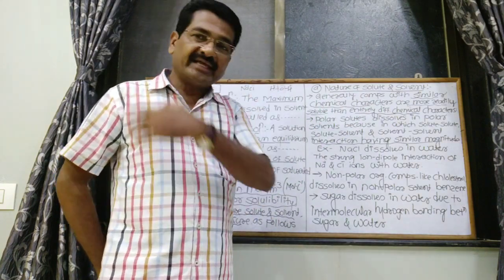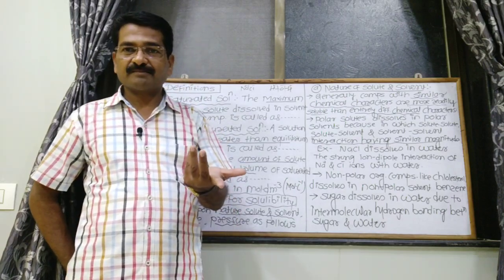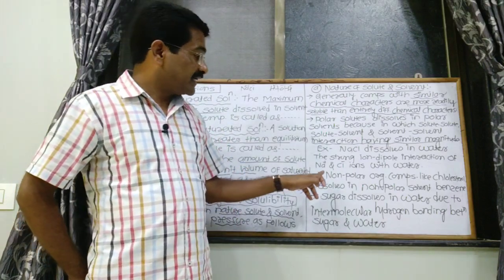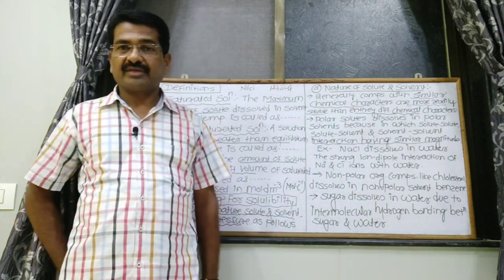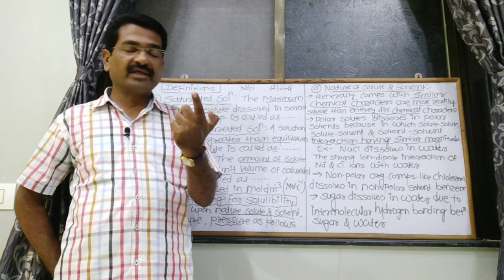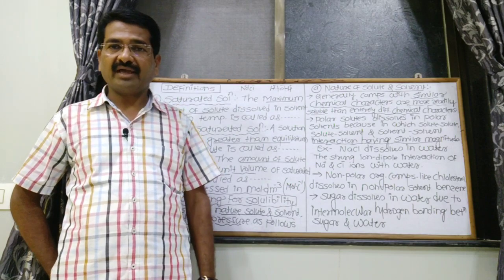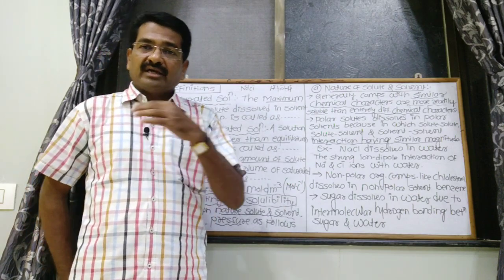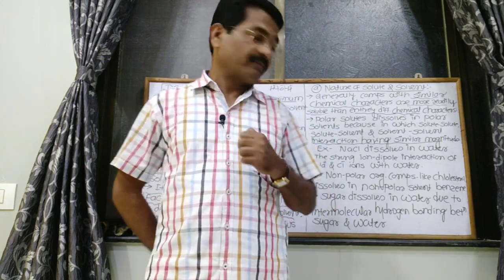Then we can also take non-polar solutes and non-polar solvents, for example a non-polar organic compound. Non-polar means those substances do not break to give ions. Generally, they give free radicals, because they cannot lose or gain electrons. That is called non-polar.